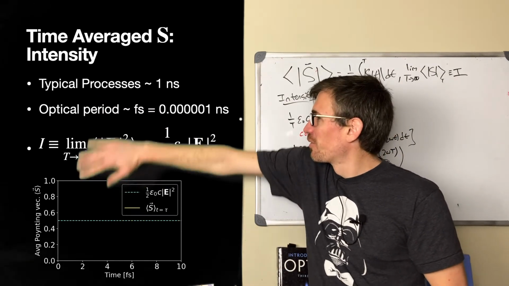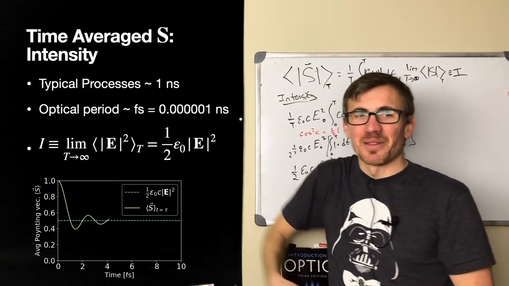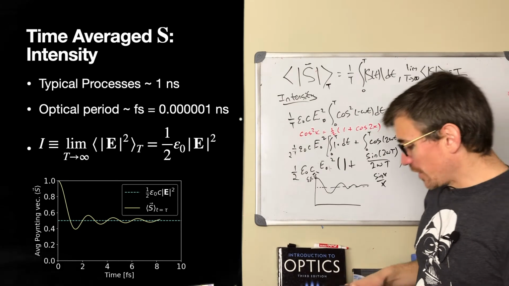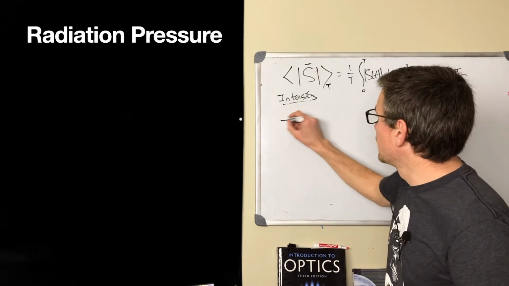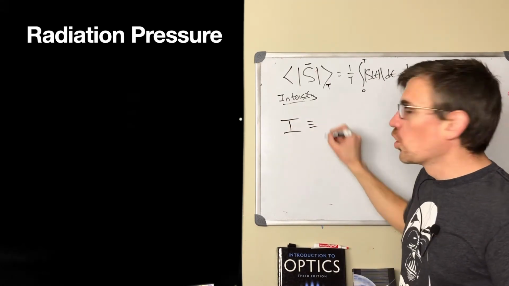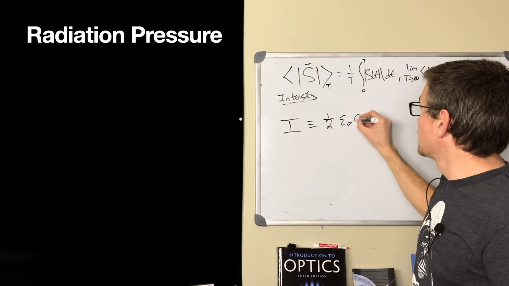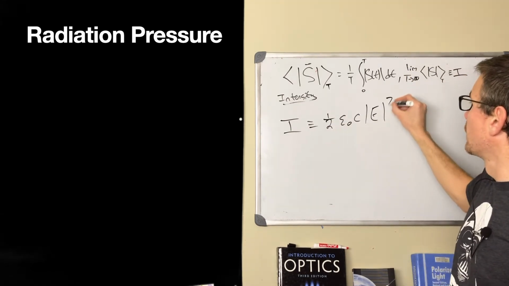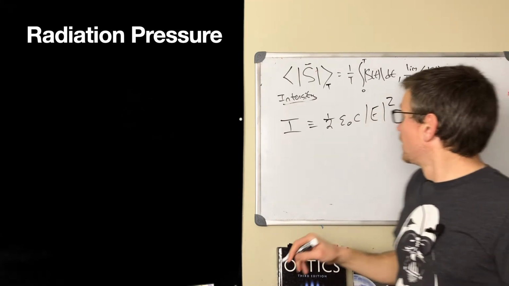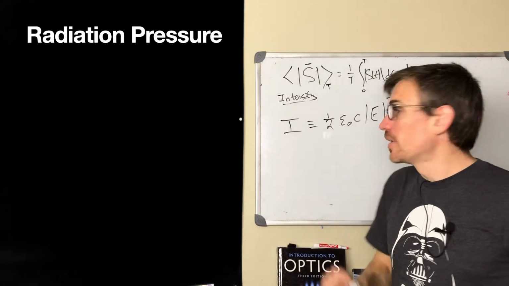Ignore that. I don't know if I'm blocking it. There should be a c there in front, like there is here. So I'm just going to write it up here as the intensity. For all intents and purposes, it can be defined as 1/2 epsilon naught c times the magnitude of the electric field squared. Okay? And that's intensity. That's the power per unit area.